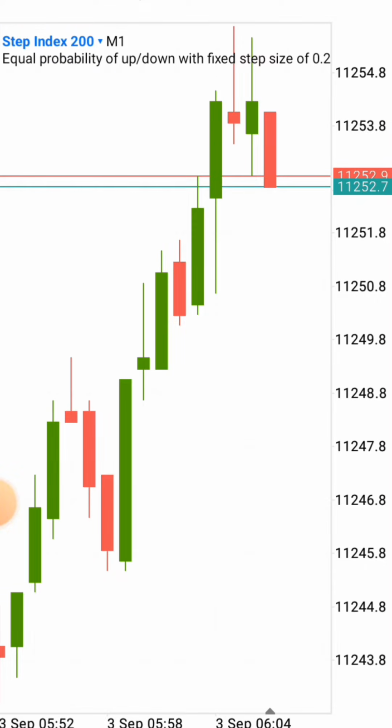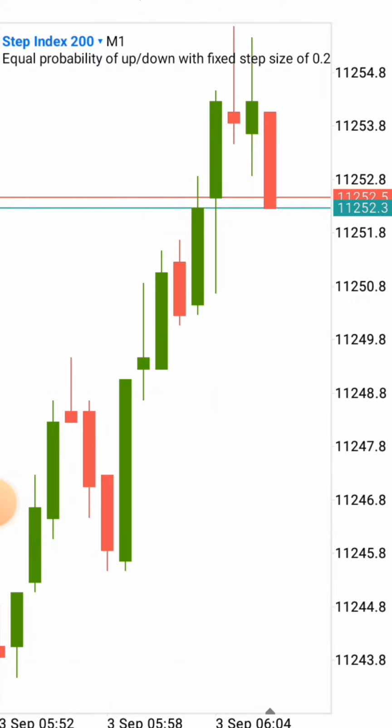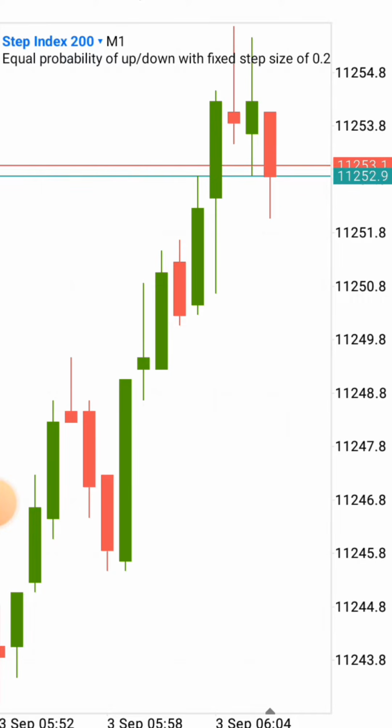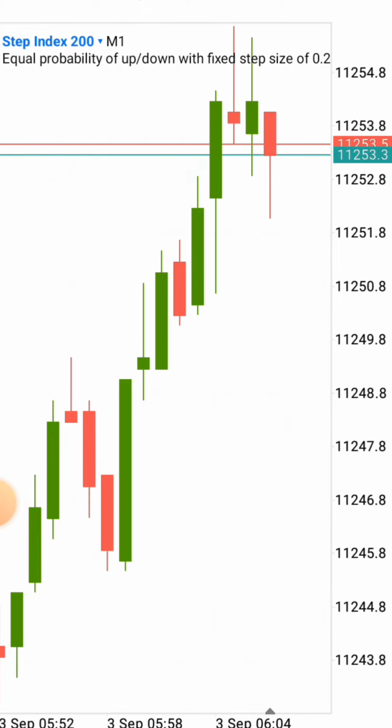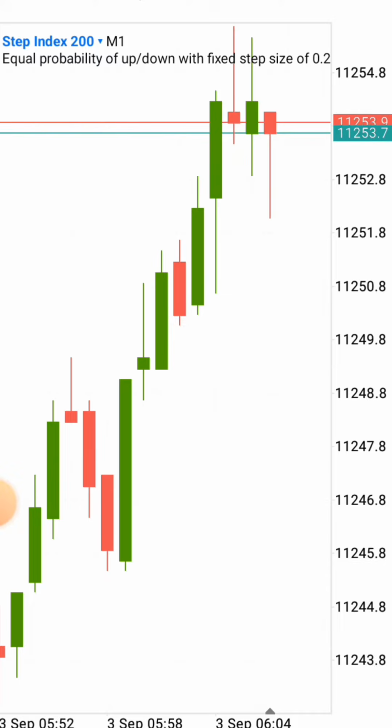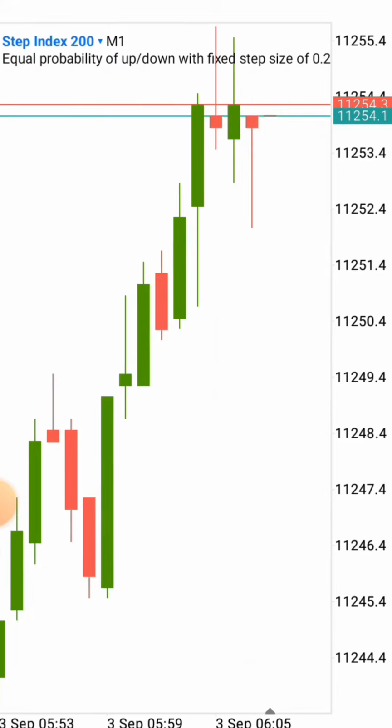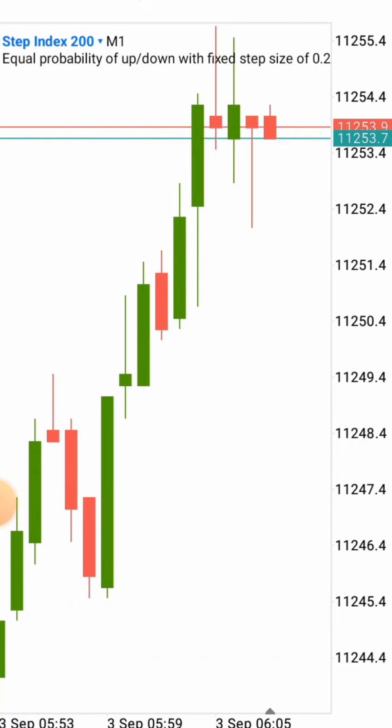Like this is Step Index 200. Like the other one, if you enter 0.01, that is to say that if you enter 5, every move is 5 cents, 10 cents, 20 cents. If you place $1, that is $1, $1. You know that. So whenever you are placing a trade with this, you need to be very, very careful. Please don't even make the mistake of venturing into this market without considering the consequences.